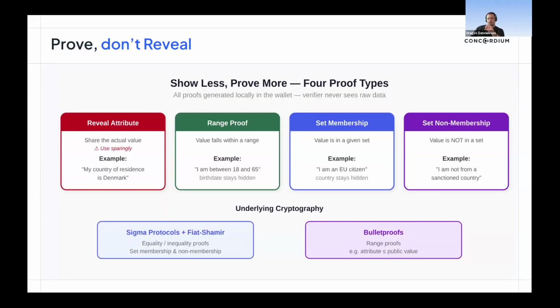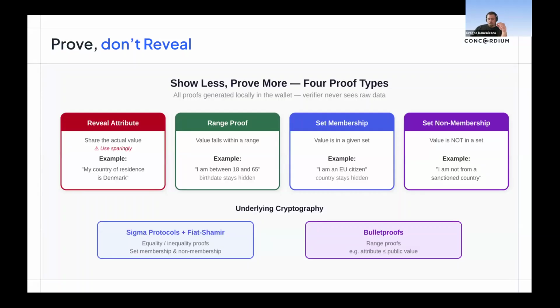And we have the opposite of that, which are set non-membership proofs. This will be when the value is not in a set. So you can say in this case that you're not from a sanctioned country, for example, when you want to do certain activities.